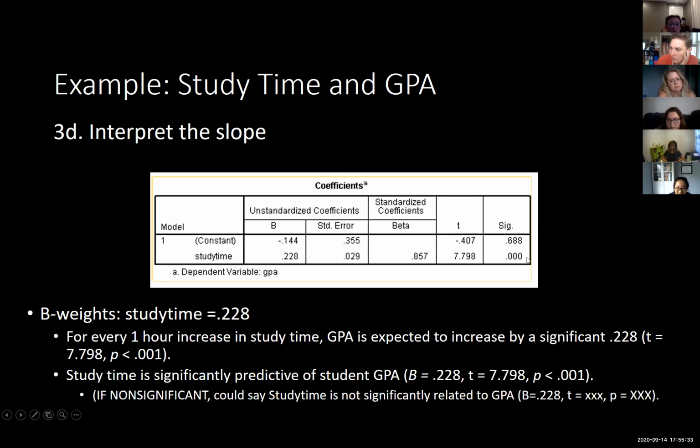And this is how you would report this t-test. The t equals 7.79, p less than 0.001. Or less than 0.05 is fine as well. All right. So you can interpret it this way. Study time is significantly predictive of GPA. And here I'm putting the b value. So either one of these is accurate. You do not need both. If it was not significant, you would say that study time is not significantly related to GPA. But it is. So you would say that it is, because the data are not real.